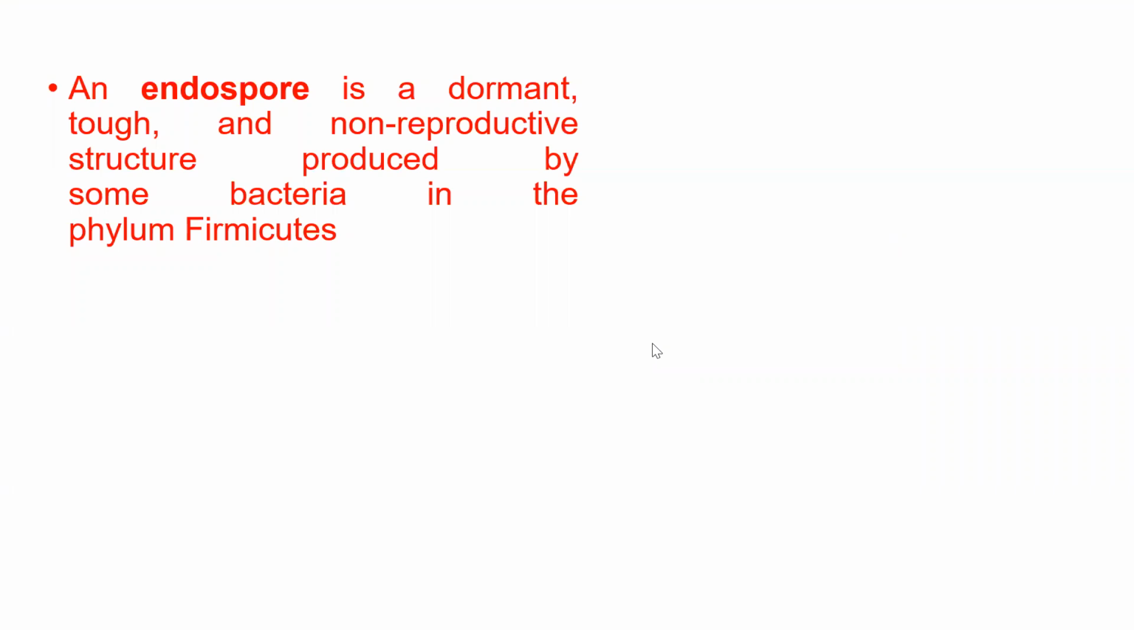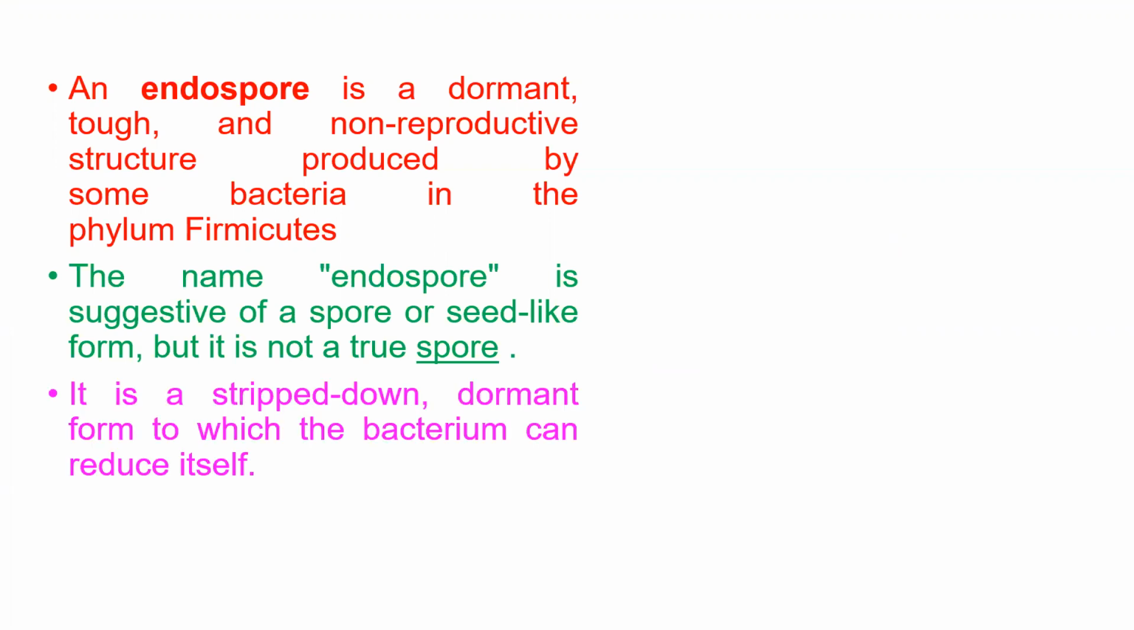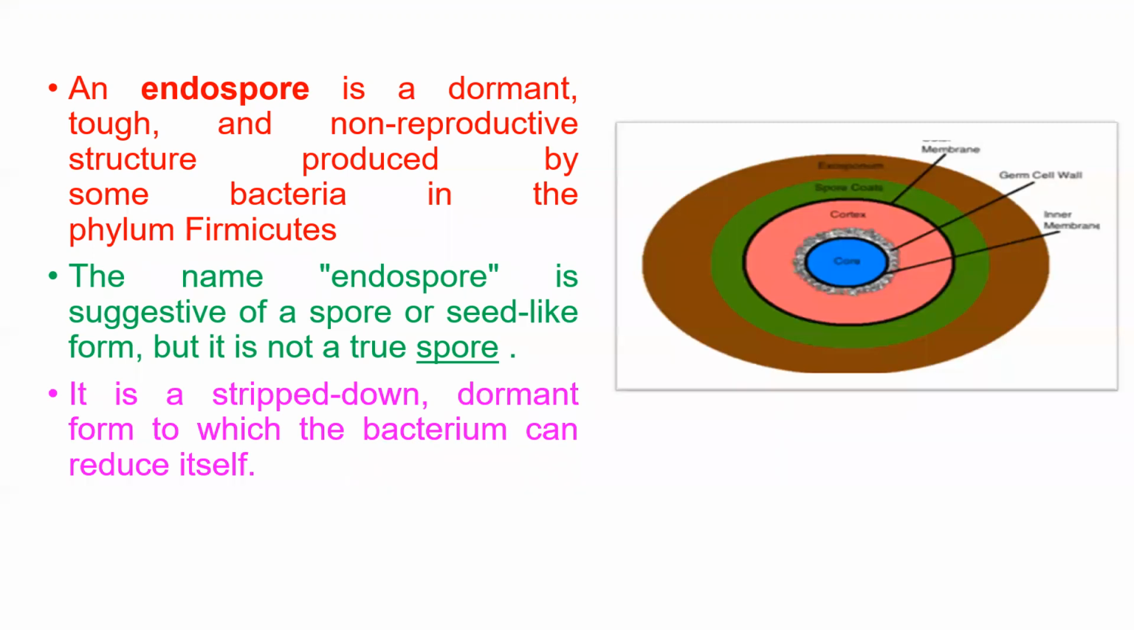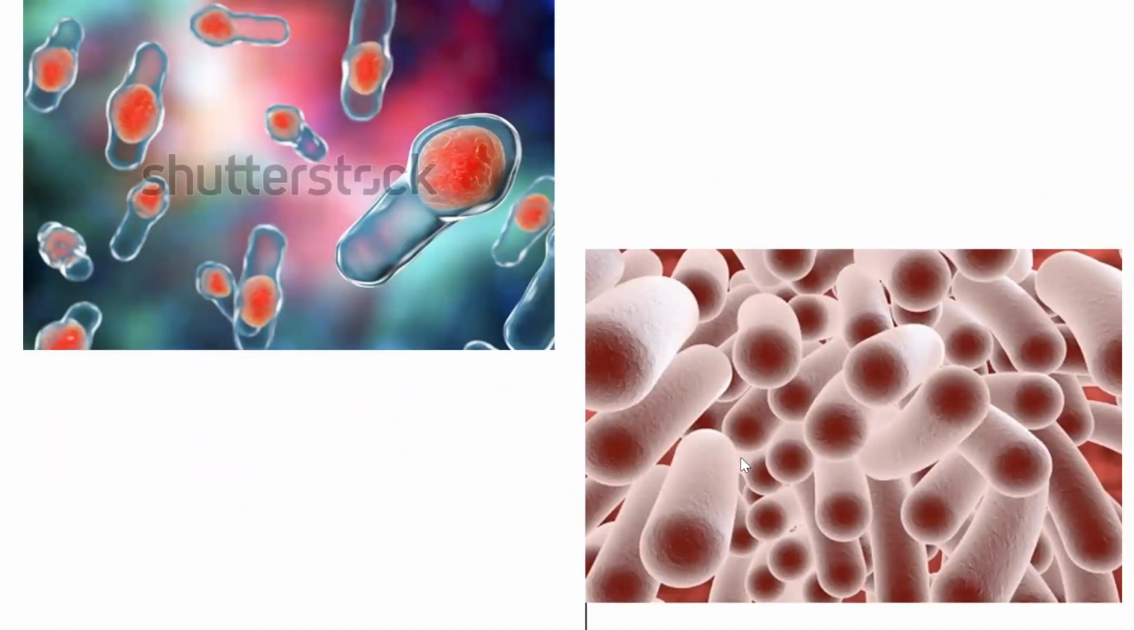An endospore is a dormant, tough, and non-reproductive structure produced by some bacteria in the phylum Firmicutes. The name endospore is suggestive of a spore or seed-like form, but it is not a true spore. It is a stripped down dormant form to which the bacterium can reduce itself. So here we can see the structure of the endospore. We can see the structures here also.